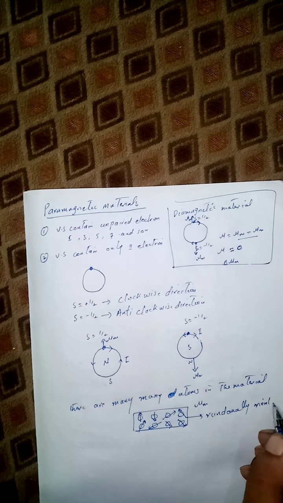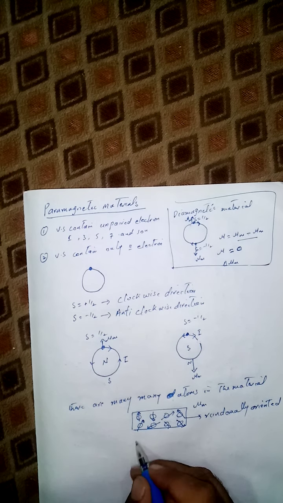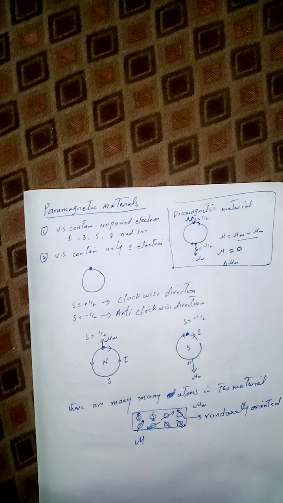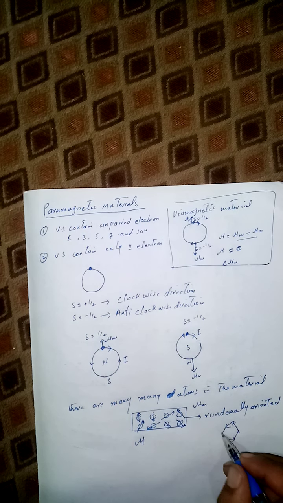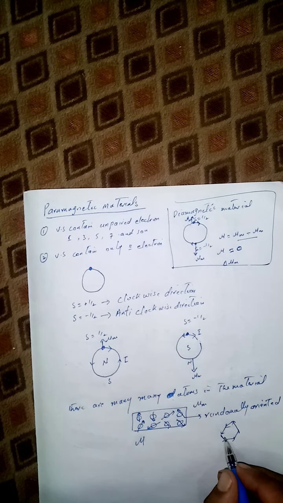Now if they are randomly oriented, let us calculate the net dipole moment. Suppose one atom has a dipole moment like this one, the other one has a dipole moment like this one, the other one like this one, and so on, and finally the last atom has a dipole moment like this one.